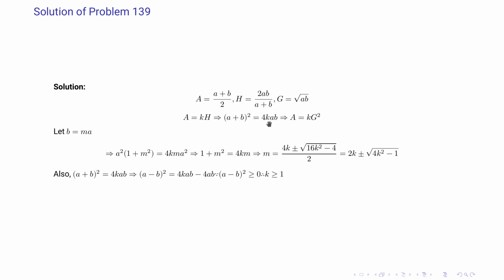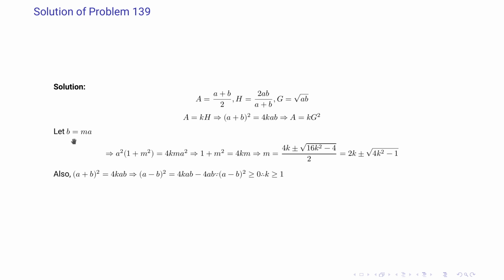So if you substitute ab from G, it will become G squared. And then this 4 you can take here, so ((a plus b) by 2) whole square. So that means A squared is equal to kG squared.